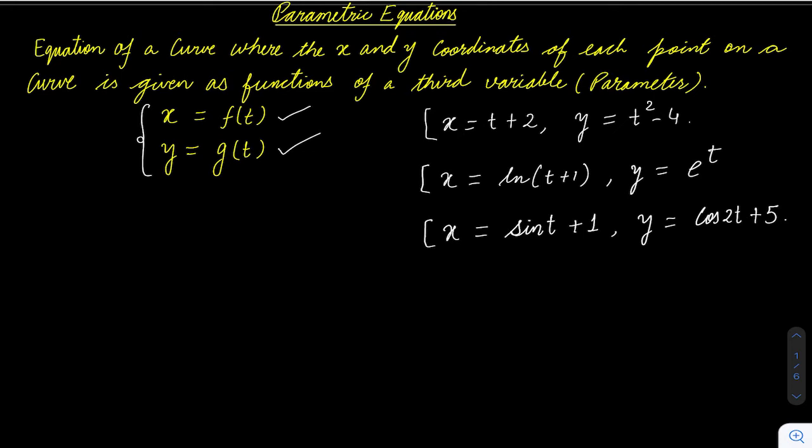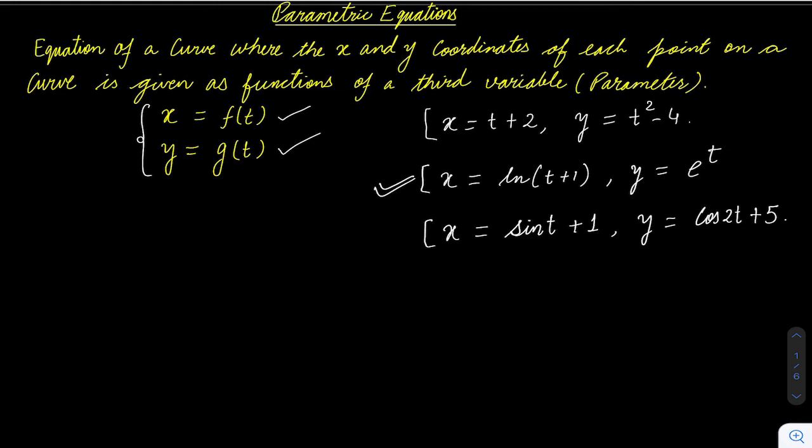Now the first question is, why do we use parametric equations? Basically, there are some curves which are too complex to represent in Cartesian equations. But if we represent them in parametric equations, the equations become simple. For example, this equation in Cartesian form is a very complex equation, and the graph will also be very complex. But in parametric form, it's easy to represent. So that's why we use parametric equations.